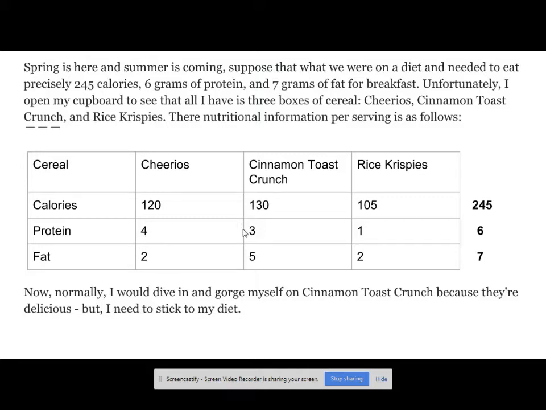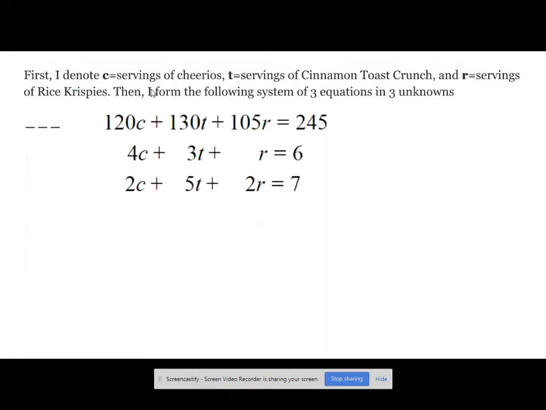Same thing with the protein and the fat. 4 times C, 3 times T, 1 times R, whatever decimal or whole number of servings of Cheerios I have, be 4 times that, 3 times that, 1 times the Rice Krispies, equals 6 for the protein. 2C, 5T, and 2R equals 7 for the fat. So that's where these came from.